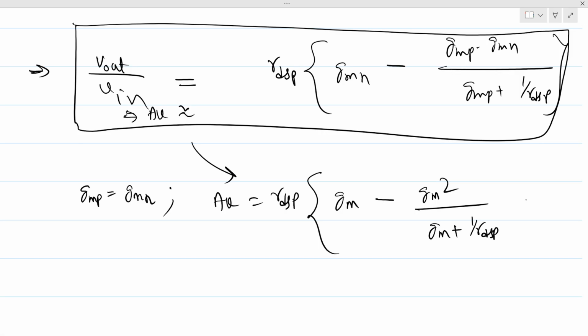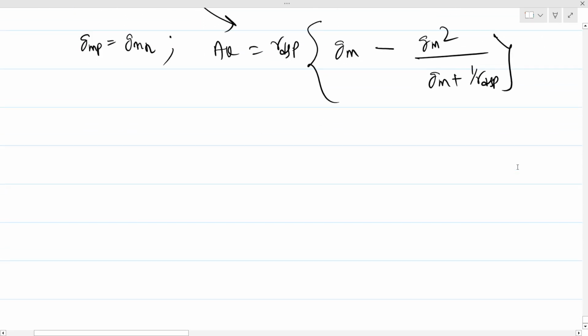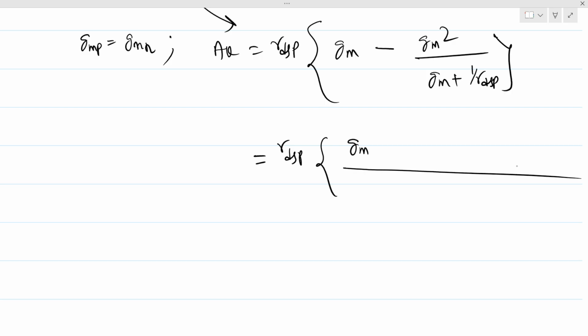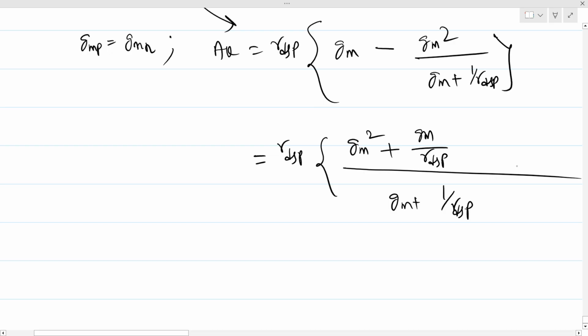Okay, RDS of P. Now if I do further calculation, it will be nothing but, so let me do this, RDS of P will be equal to GM square, so it will be like GM plus 1 by RDS of P. So this will be GM square plus GM by RDS of P minus GM square, right?